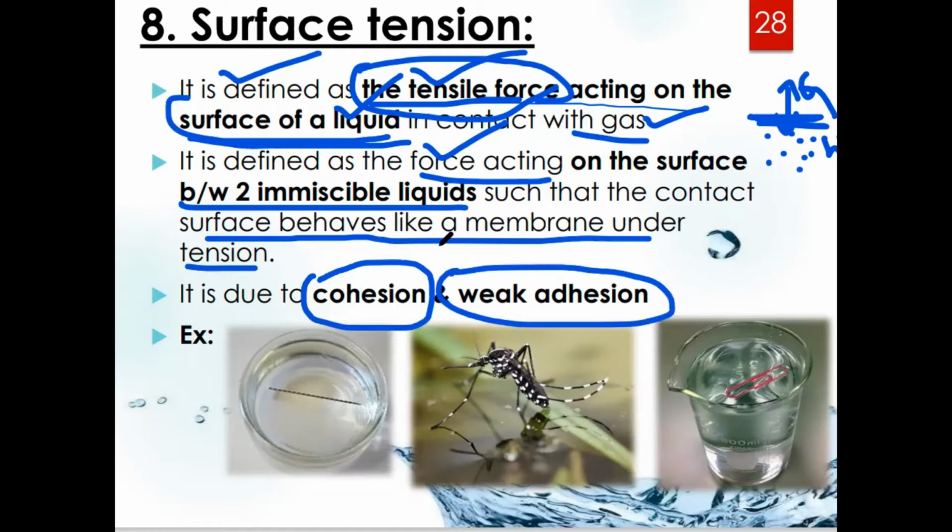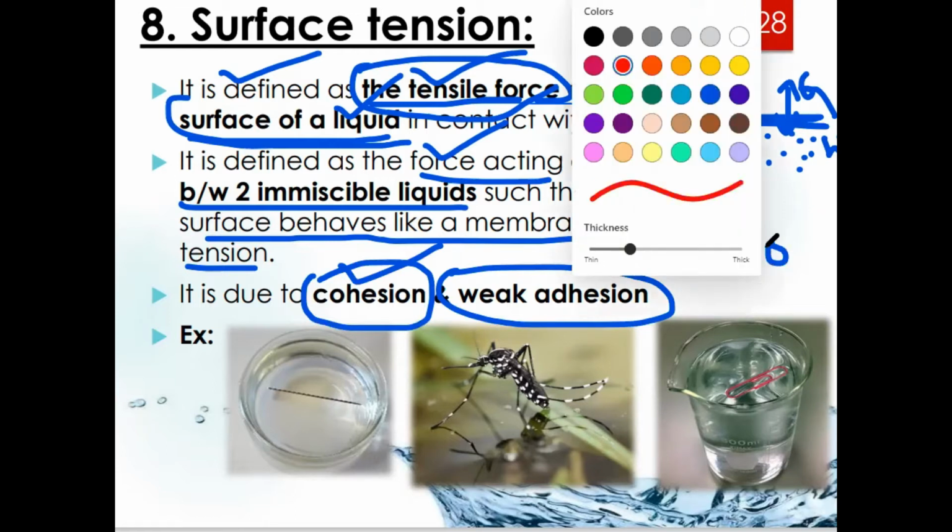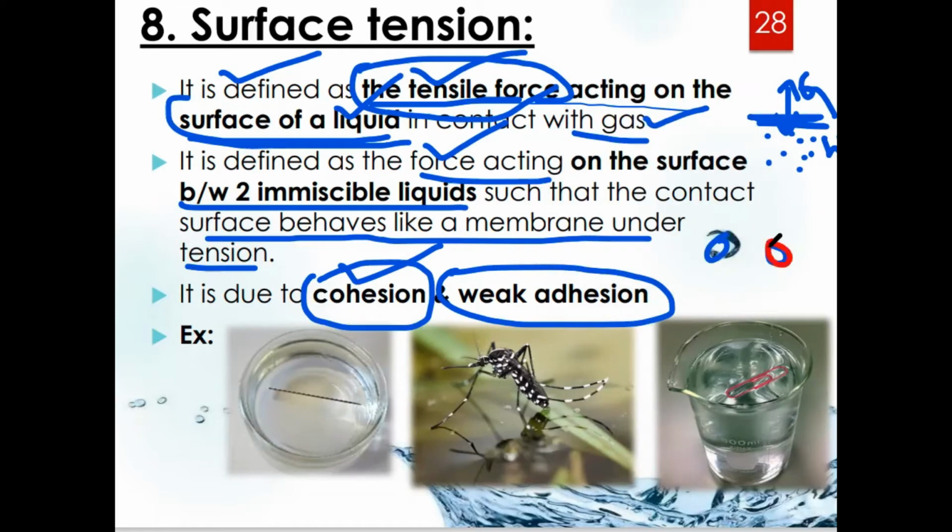Cohesion is the force of attraction between the same liquids, whereas adhesion is the intermolecular force of attraction between different molecules. So the presence of surface tension is basically due to the cohesive property.